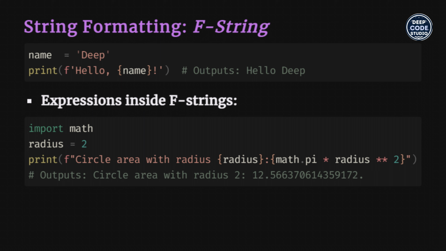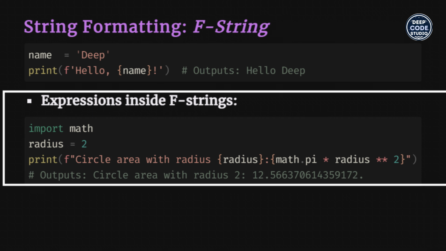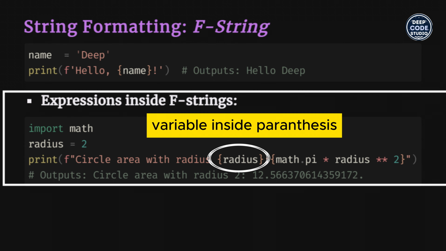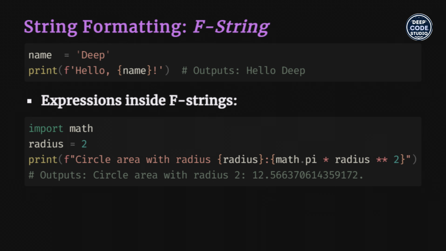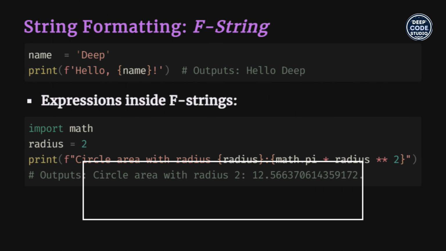We have seen how f-strings work with variables, but you can also use expressions inside f-strings. Just take an example. Here I am importing a math module. We already discussed what modules are. Actually, these are pre-written code that you can simply use or include in your code. And then I am specifying radius is equal to 2. Then in the f-string, I am printing circle area with radius. In curly braces, I am first printing the variable radius, and then I am calculating the area of this circle with this particular radius. Both are in curly braces. Now it will print circle area with radius 2: and this particular area.